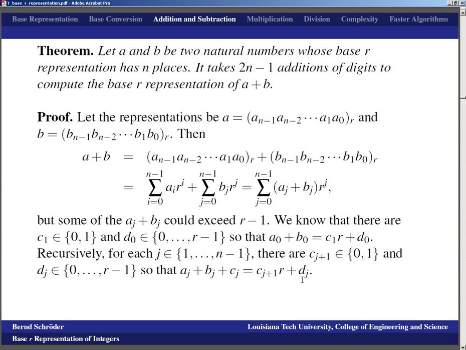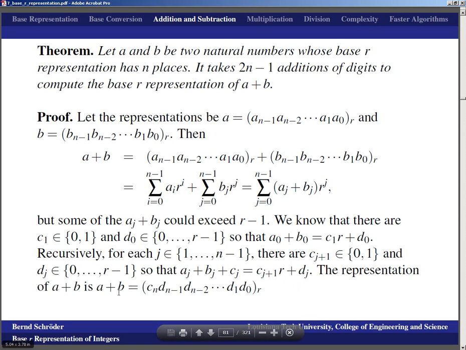Now, you may need to think about how big that carryover can be. But because we're going in steps of size r, it can never exceed a full value of the base, and we're only adding two numbers here, right? I had bigger carryovers when I did my taxes and things like that, but that's because I was adding more than two numbers. When you add just two numbers, then your carryover will always be either a 0 or a 1. And so the representation of a plus b then is the last carryover and then all the digits that you have computed all the way through.